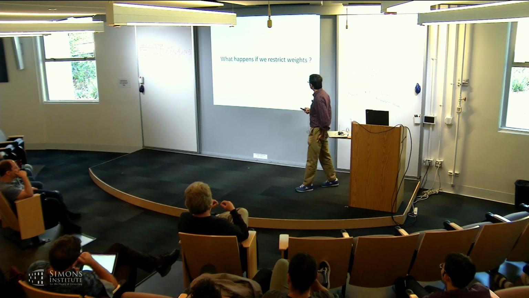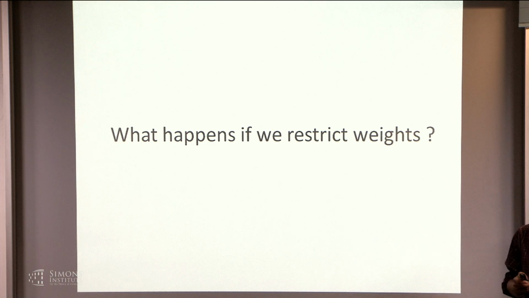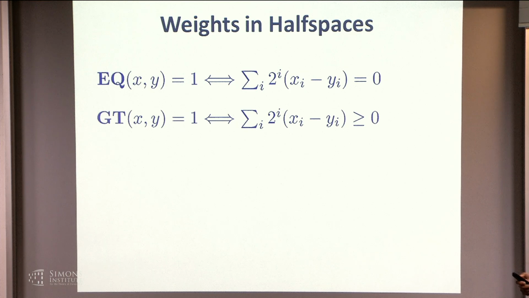So what happens if we restrict weights? Well, let me first convince you that restricting weights does make life easy. For example, here are basic half spaces or linear threshold functions. This is equality, which just checks whether 2 n-bit strings x and y are equal, and you can write it as a sort of linear equation, of course with large weights. And this other function is the very familiar function greater than, where we want to check if x is greater than or equal to y. X and y are again n-bit integers, and you can write it in this way. So this is an exact threshold function because we want to check for exact equality, and this is the usual threshold function.